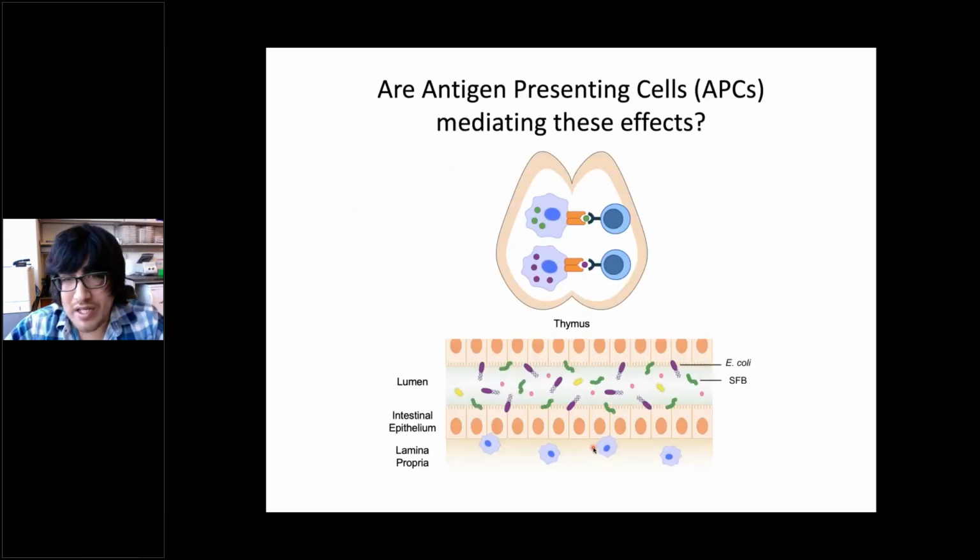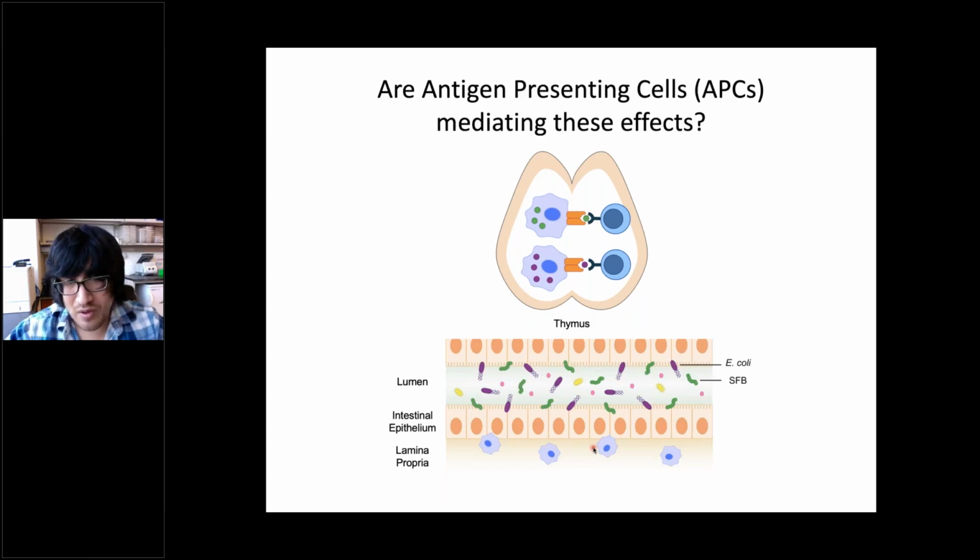Good. Now, since we know that we can find SFB-specific T cells in the thymus and also SFB and E. coli-specific DNA in the thymus, the next question was how is this DNA getting there, and how are these SFB-specific T cells being expanded? Is there any APC from the gut that is traveling all the way to the thymus to perform all of these actions, or was something else happening?